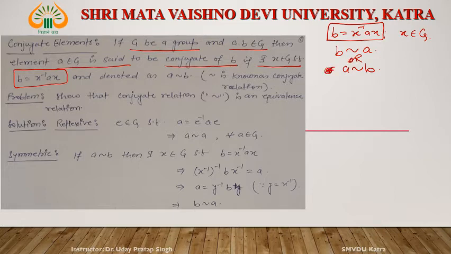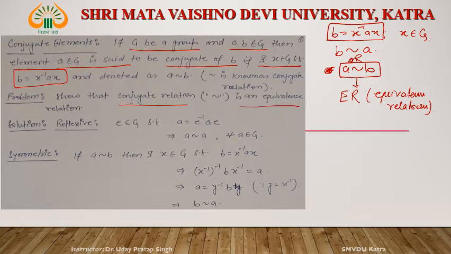Okay. Then this relation is an equivalence relation. If this is an equivalence relation, then we have to show three properties. We have to show that this conjugate relation is an equivalence relation. Okay. Then the reflexive property: every element is related to itself.